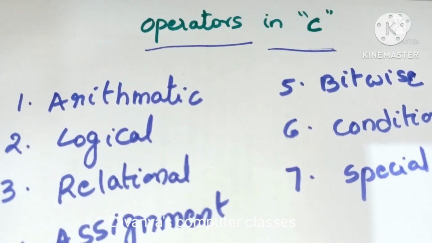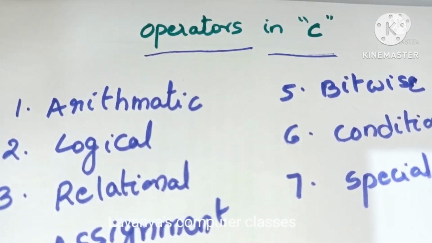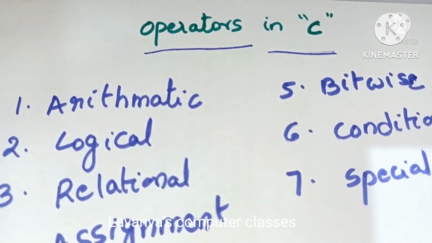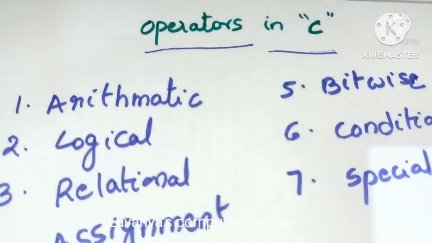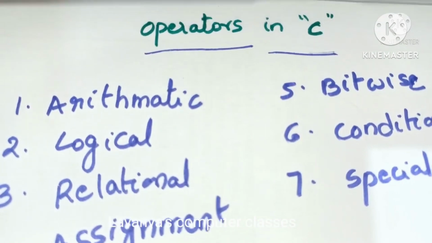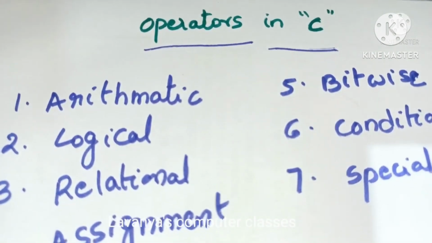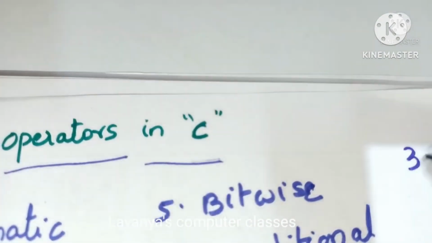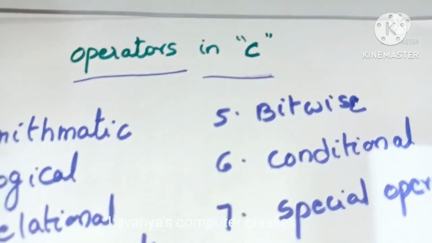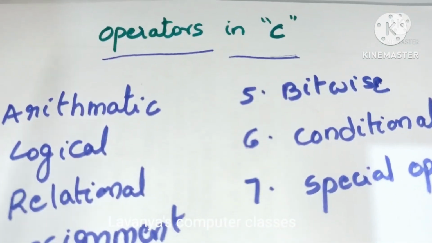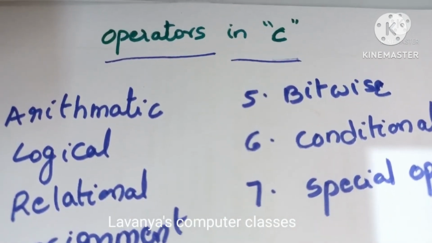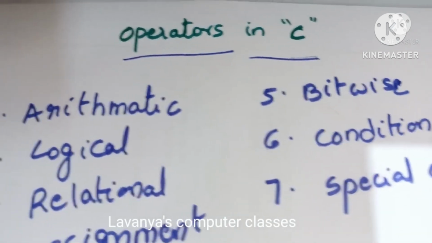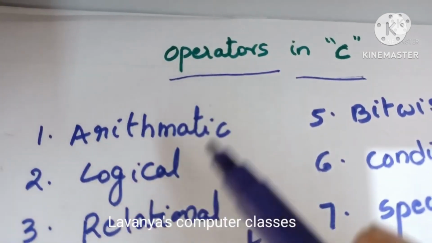I already explained what an operator is. An operator is a special symbol that is used for performing some task. How many categories of operators are there? Already explained: unary, binary, ternary. And these are some operators in C language. Now each of them will be explained with examples.